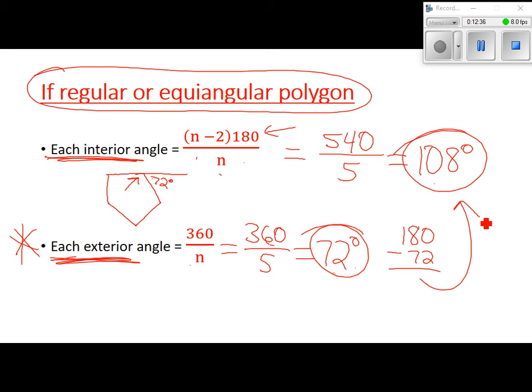So interior angle, exterior angle, got to be supplementary. Each interior angle, this is the formula. Each exterior angle, that's the formula. So you got 4 formulas. Formula to find the sum of the interior angles. Formula to find the sum of the exterior angles, which is just 360 every time. Formula to find each interior angle. Formula to find each exterior angle.